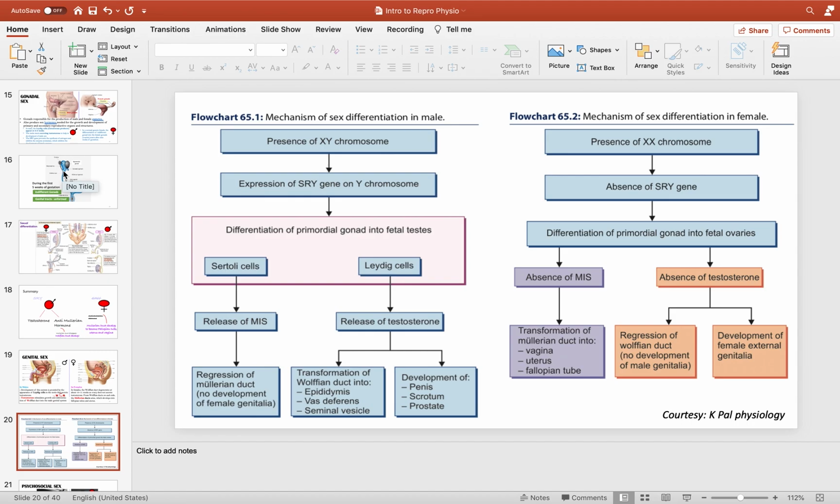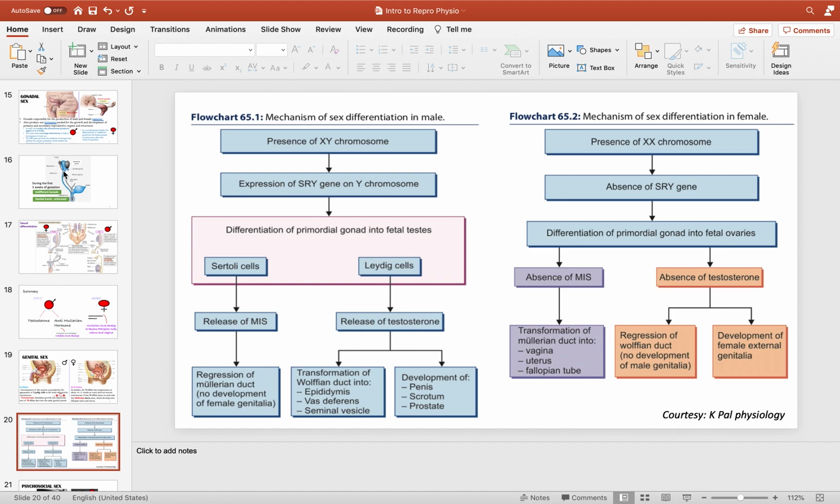So the mechanism of sex differentiation in the male: when there is presence of XY chromosomes, there is expression of the SRY gene on the Y chromosome, and fetal cells will release Mullerian inhibitory substance, causing regression of the Mullerian duct, and Leydig cells also release testosterone, which will cause transformation of the Wolffian duct into epididymis, vas deferens, and seminal vesicle, and also development of penis, scrotum, and prostate.